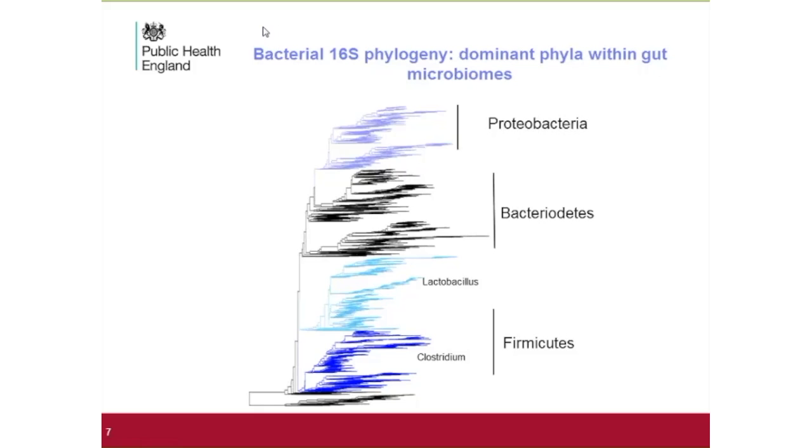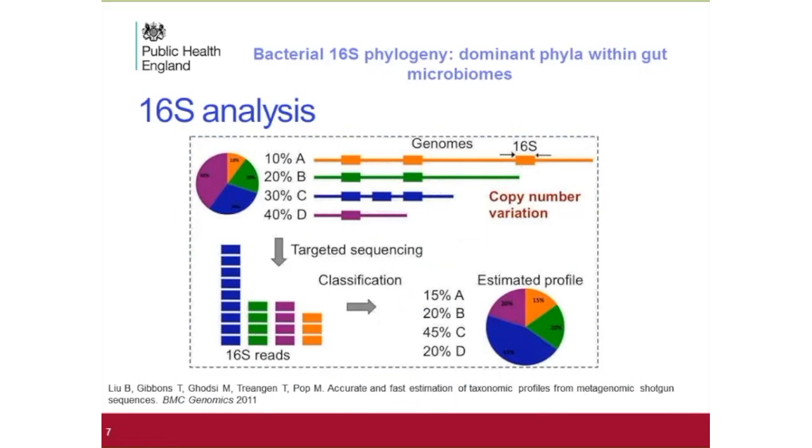Firmicutes cover the Clostridia, the Lactobacillus and related species, while the Bacteroidetes cover from Bacteroidaceae all the way to other gram-negative anaerobic bacteria that are related to them. The Proteobacteria, which is shown at the top of the slide, cover the Enterobacteriaceae and other gram-negative facultative anaerobes that are related to them. It's just to give you a reference point for each one of these groups.